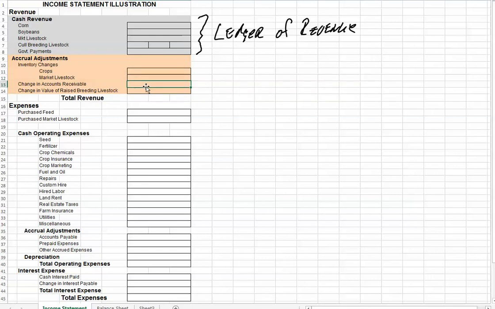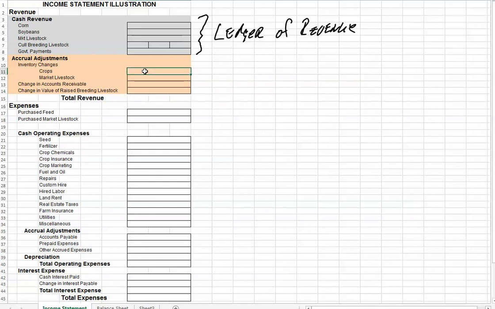When you go back to the chart of accounts that we discussed earlier and look at accounts receivable, what goes right here in this cell is the change. So if somebody owed you $500 at the end of one year and $1,000 at the end of the next year, that extra $500 is something you sold extra that you produced during the year. So the change is what goes here. And of course, the same logic goes for breeding stock.